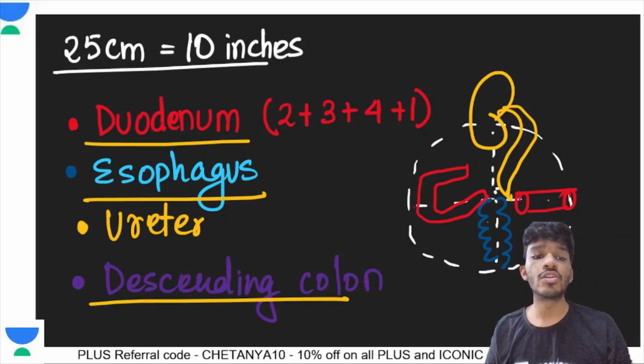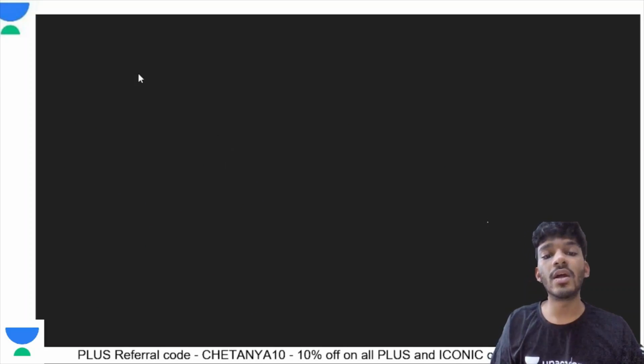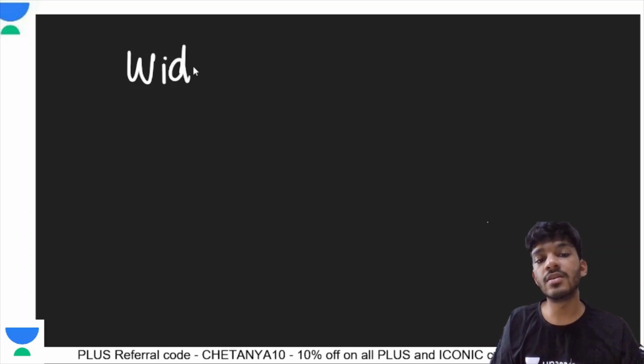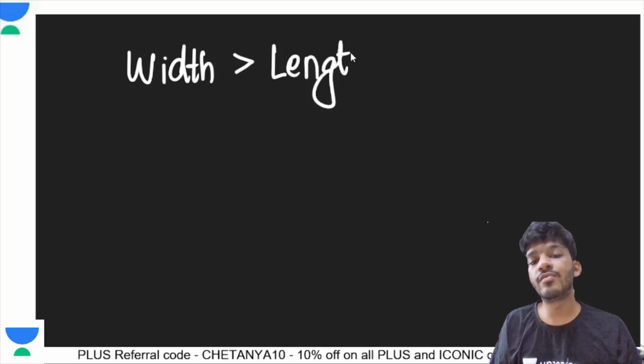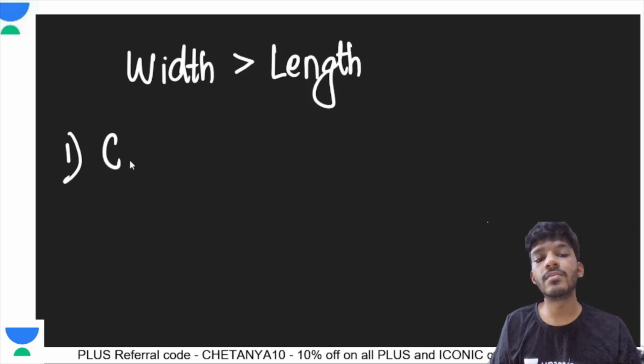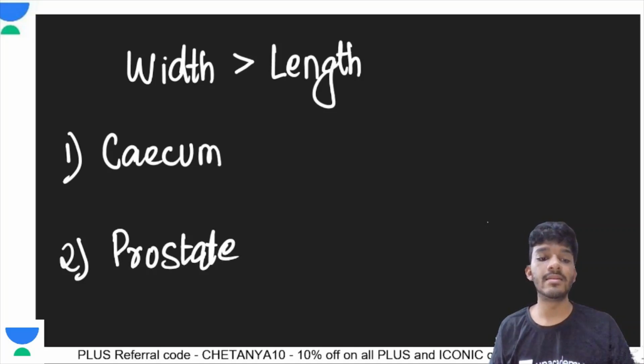Now there are a few structures whose width is greater than the length, and that is also something that the professors like to ask. So what are those structures for whom the width is greater than the length? Okay, so one of them you have very frequently heard, that is the cecum. The second structure that I want to add to that is the prostate. So cecum and prostate, these are the two structures for which the width is greater than the length. That is another point that you can remember.